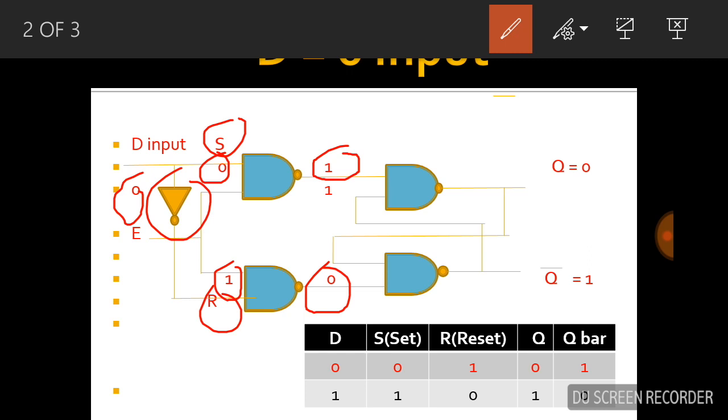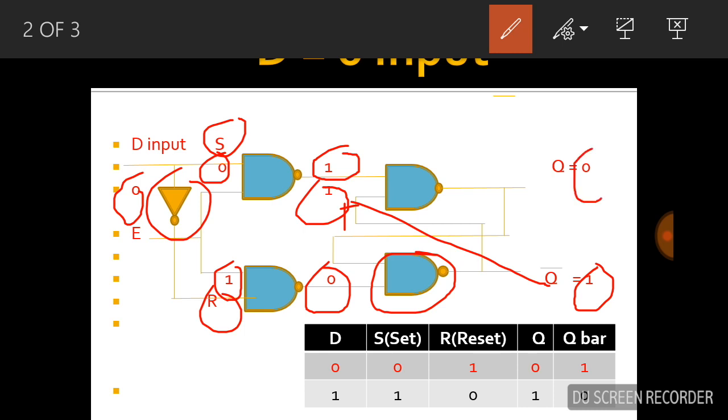So in this NAND gate, the input is 0. So if any input in a NAND gate is 0, then the output becomes 1. This 1 is passed on to this gate, and this becomes 1. After that, the 1 in the NAND gate becomes 0.